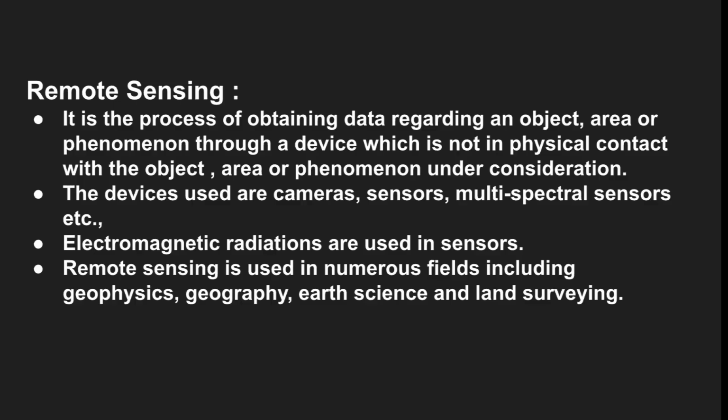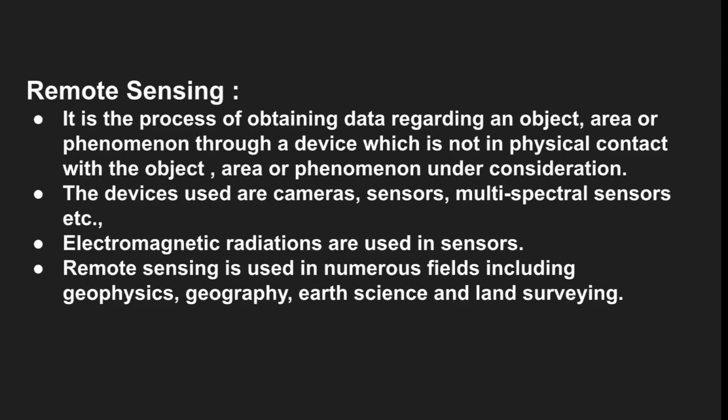Remote sensing is most widely used in civil engineering. It is the process of obtaining data regarding an object, area, or phenomenon through a device which is not in physical contact with the object, area, or phenomenon under consideration. We can get the data without contact with the object, by sending electromagnetic radiations and observing the emitted radiations.